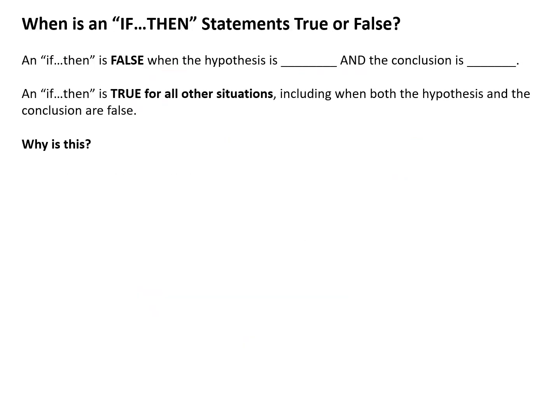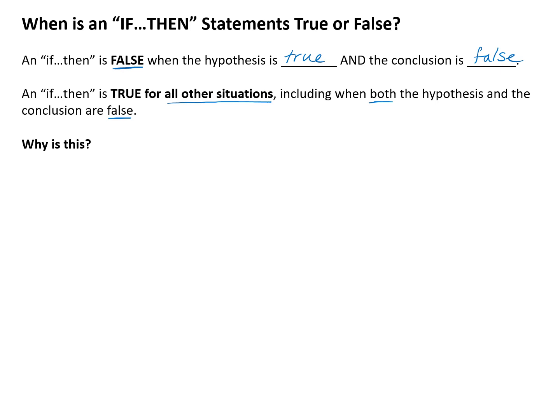All right, so when is an if-then statement true or false? An if-then statement is false in only one situation: when the hypothesis is true and the conclusion is false. An if-then statement is true for all other situations, including when both the hypothesis and the conclusion are false. And that can be kind of confusing.